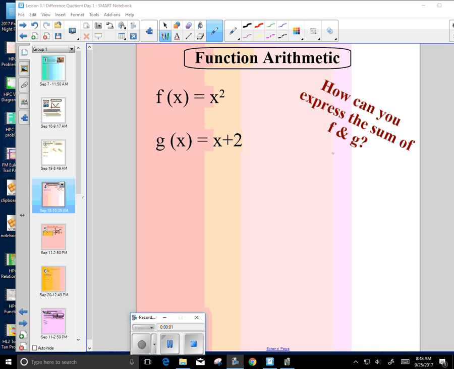Not on the test tomorrow. This is for the next unit, chapter 3, but it's just a kind of an intro. If you were going to show the sum of x squared and x plus 2, how would you do that? Other than just go x squared plus x plus 2, how would you show that with these functions? What could you do?